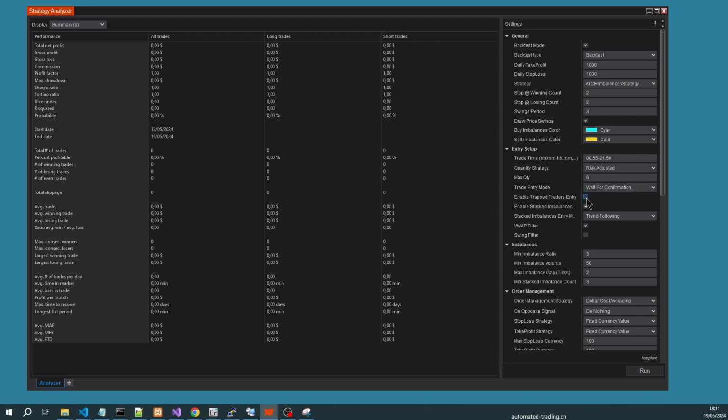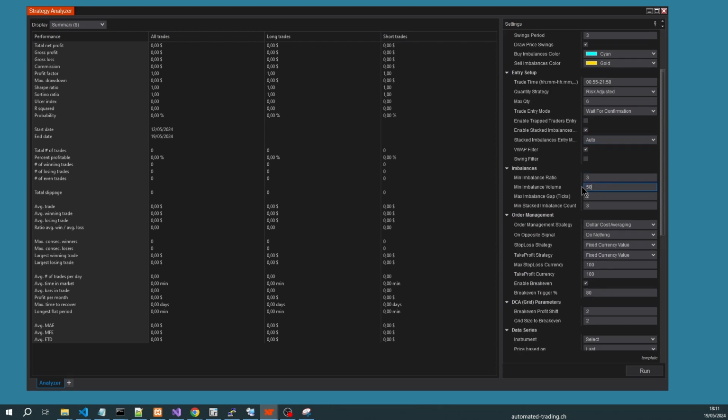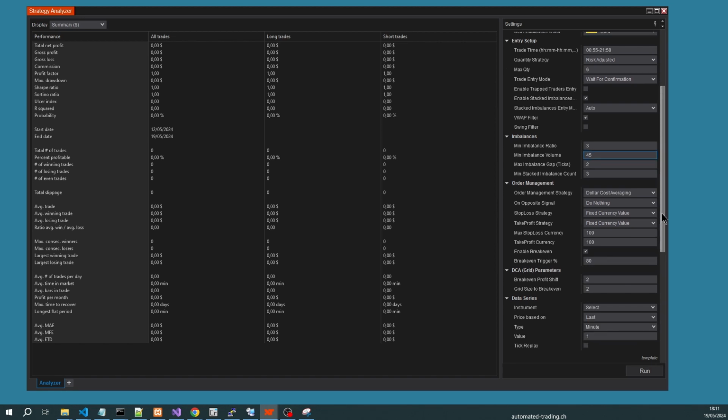I will deactivate trap traders. I will put this to auto mode. VWAP filter, I will leave it. I will leave this to default values, and I will modify the minimum balance value to 45 because I will use the MES contract. I will put this to 1. The management strategy, I will choose none. On opposite signal, I will set do nothing. Last swing price for the stop loss strategy, 1-to-1 ratio to take profit. I will leave this here like this.